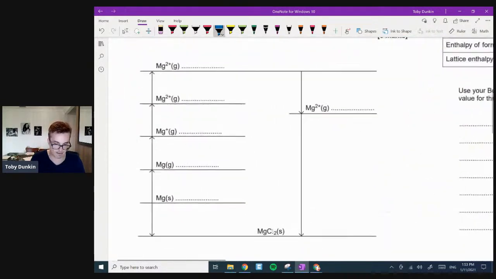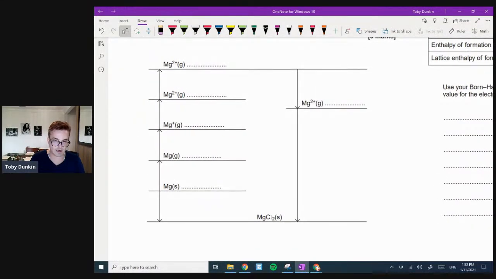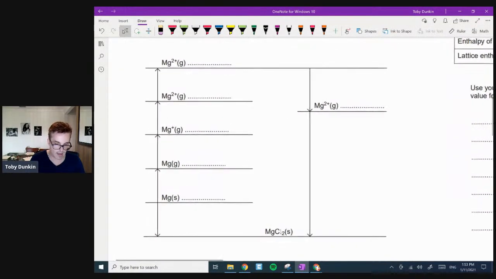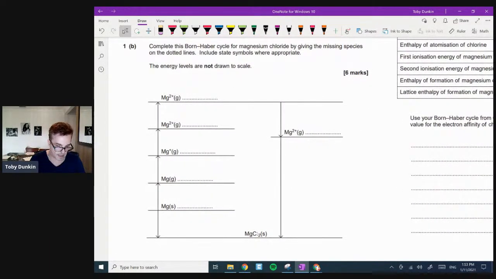Okay, the next thing is we now pick up our first Born-Haber cycle. And at this point, when I said I was going to take this from an exam question perspective, it's nice for me to show you the exam question immediately. Complete the Born-Haber cycle for magnesium chloride by giving the missing species on the dotted line. Include state symbols where appropriate. The energy levels are not drawn to scale.